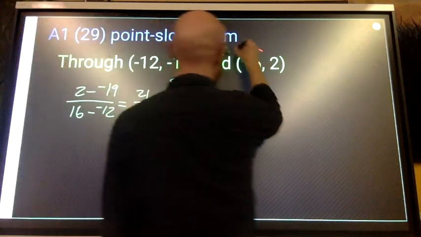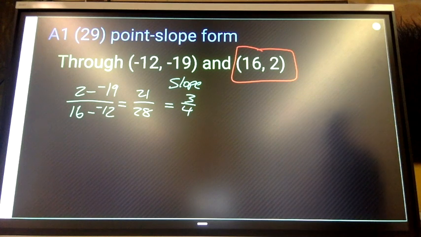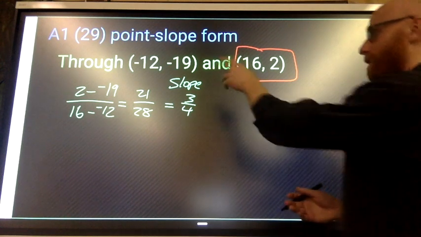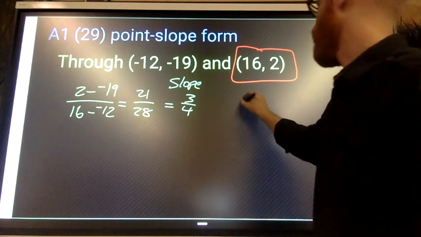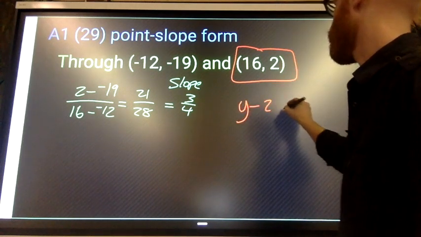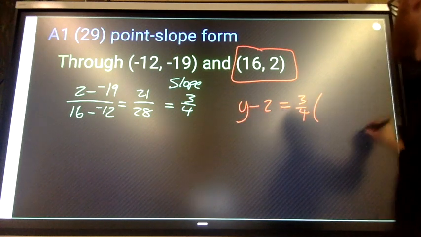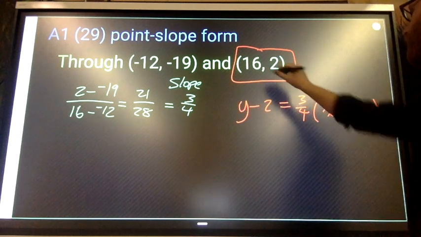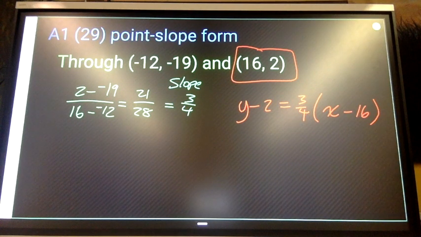So let me pick this point. Again, if I have all positive numbers, I prefer to use them because it doesn't give me the weird minus negative thing going on that I got to change to a plus. So y minus the y value, y minus 2 equals slope 3/4 times x minus the x value, x minus 16. All right, that's an equation through those 2 points.